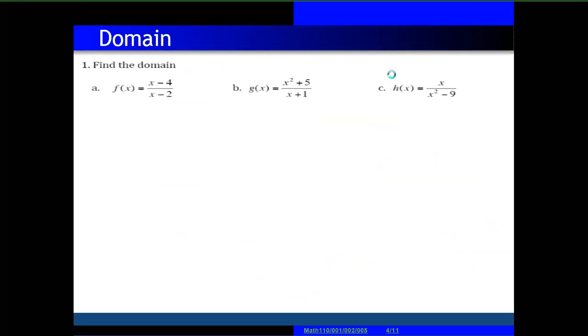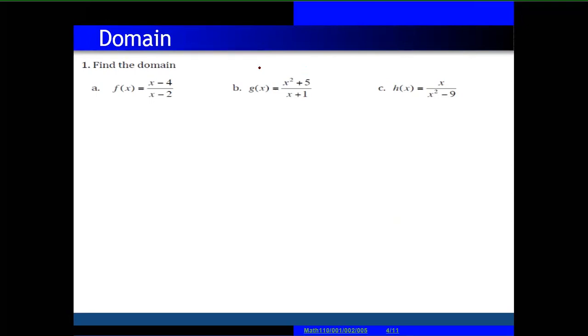Okay, we have the next one. Who will tell me what will be the domain for the first one, what will be the domain for the second one, what will be the domain for the third one? But let me solve the first one, then you can tell me about the second one.